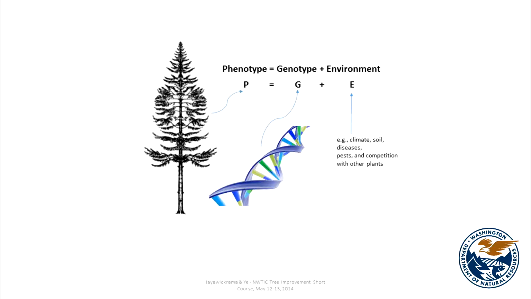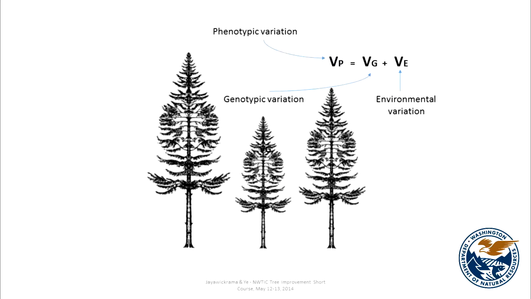As many folks I'm sure know, when we're looking at any sort of organism, any sort of plant, animal, person out there, we're looking at its phenotype, and the phenotype is composed of both the genotype and the environment. But when we're working in tree improvement, we're not really interested in the absolute values of the phenotype or the absolute codes of the genotype. What we're interested in is the variation of both of these things. And in particular, we're interested in the genotypic variation.